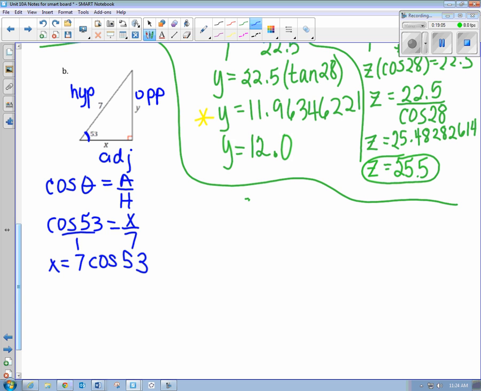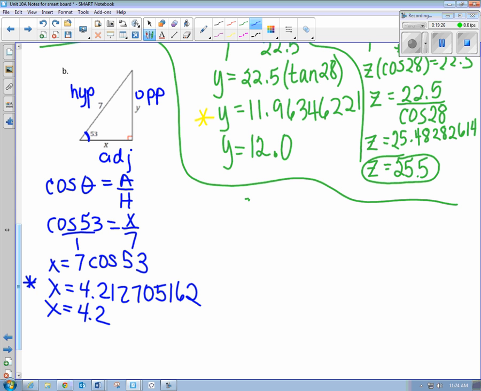Type in 7 cosine 53. I end up with a value of 4.212705162. That's my unrounded ugly number that I then have to go back and round to one decimal place or the nearest tenth.